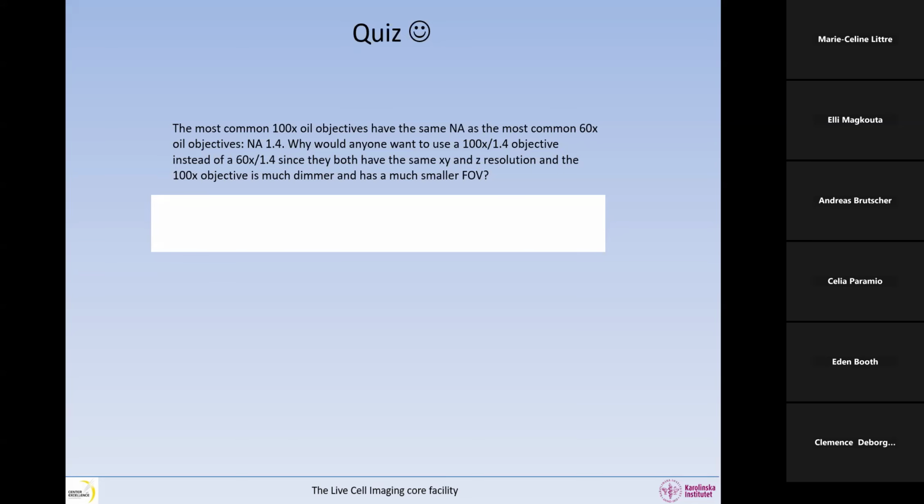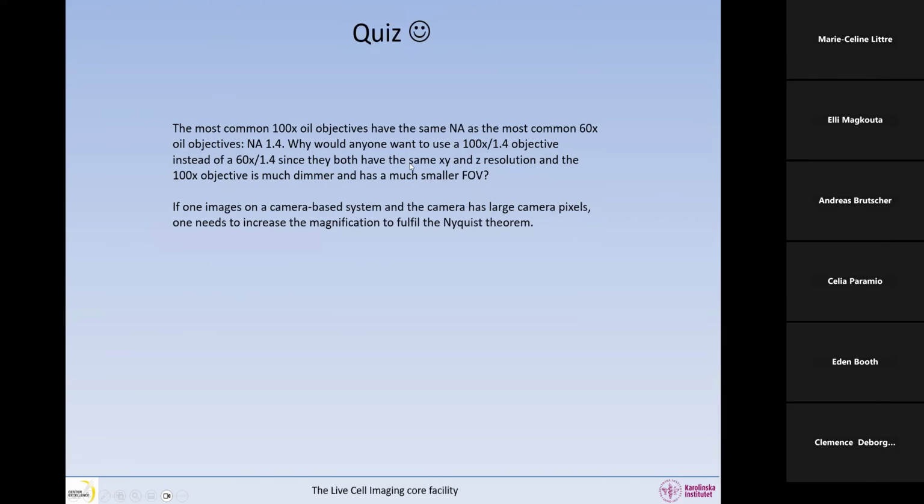It's a bit counterintuitive, but if you think about it, we have this grid of pixels on the camera, and we're magnifying the image more, and therefore we have more pixels. We have more sampling points inside this big image. So when we're adding magnification, we're actually making the image pixels smaller because of that. And that means that we can resolve. So this is absolutely true.